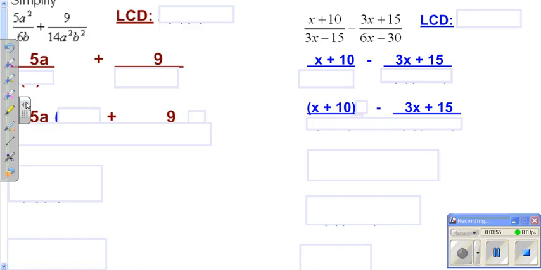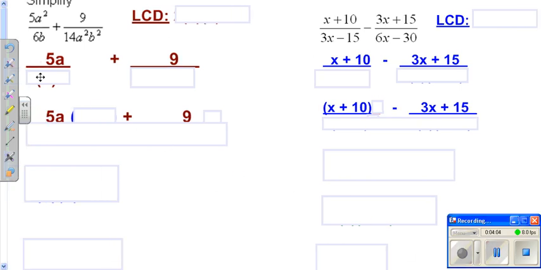So let's go ahead and do that here. You need to find your common denominator, so factor your denominators. The first one factors into a 2 times 3 times b. 14 is a 2 times 7, because you always want to look at the prime factorization.